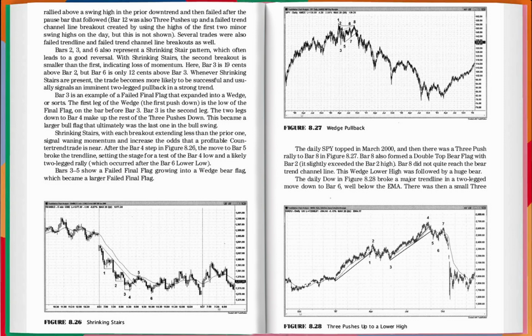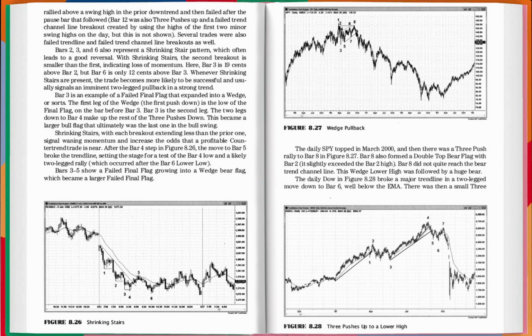After the bar 4 step in figure 8.26, the move to bar 5 broke the trend line, setting the stage for a test of the bar 4 low and a likely two-legged rally, which occurred after the bar 6 lower low. Bars 3-5 show a failed final flag growing into a wedge bear flag, which became a larger failed final flag.